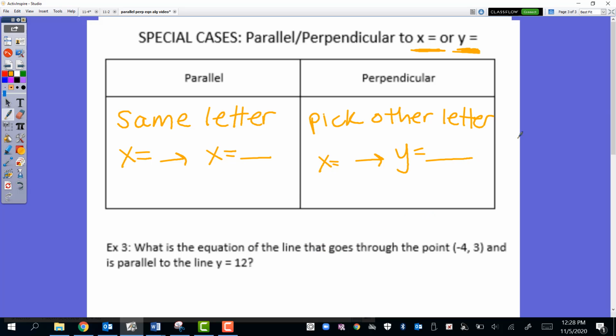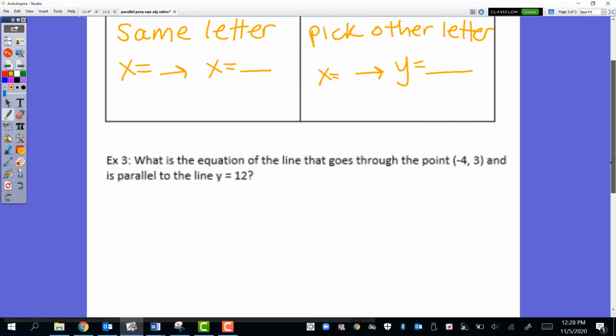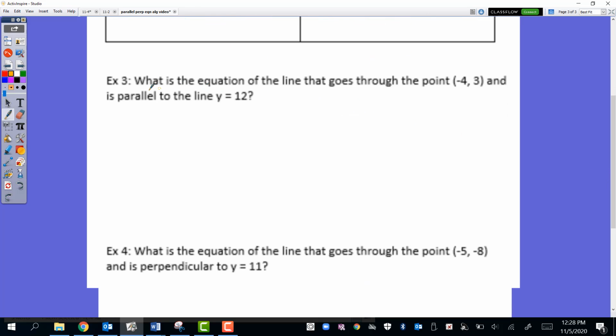So let's look at this example. Number 3, what is the equation of the line that goes through this point and is parallel to this line? Now this line is a special equation. It's just y equals. It doesn't have a y and an x. So it said parallel. That means pick the same letter. Okay, so what letter did they give me? Y. So then my equation is going to be y equals some number.